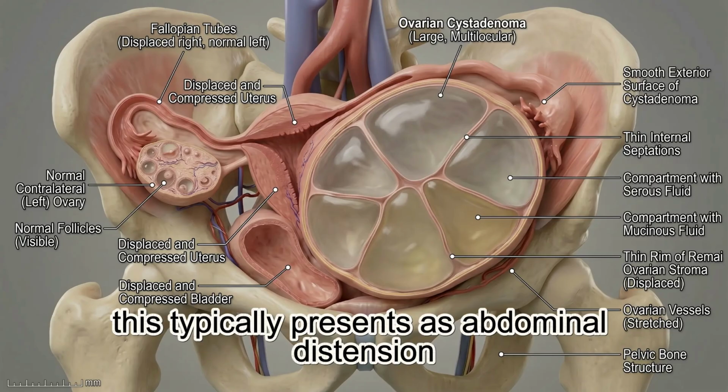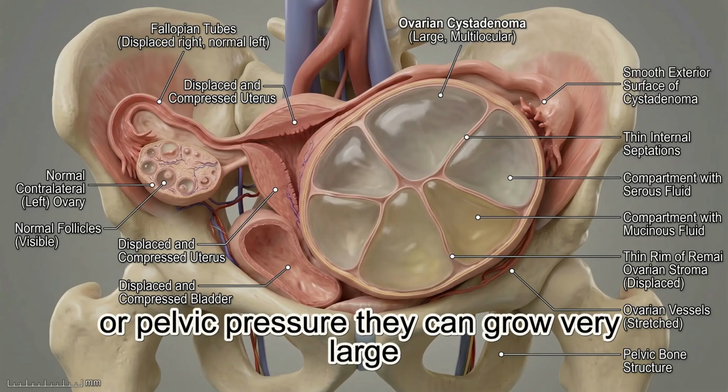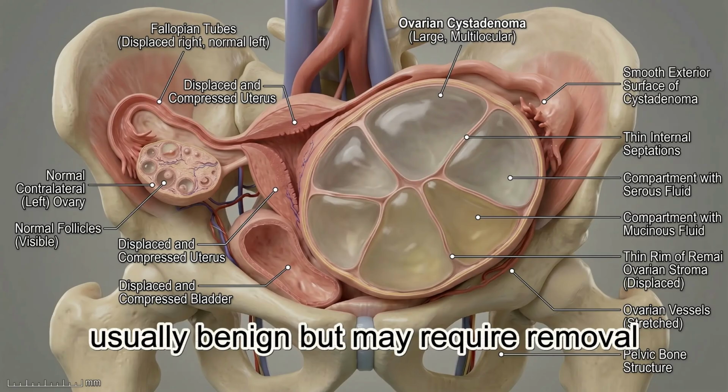This typically presents as abdominal distension or pelvic pressure. They can grow very large, usually benign, but may require removal.